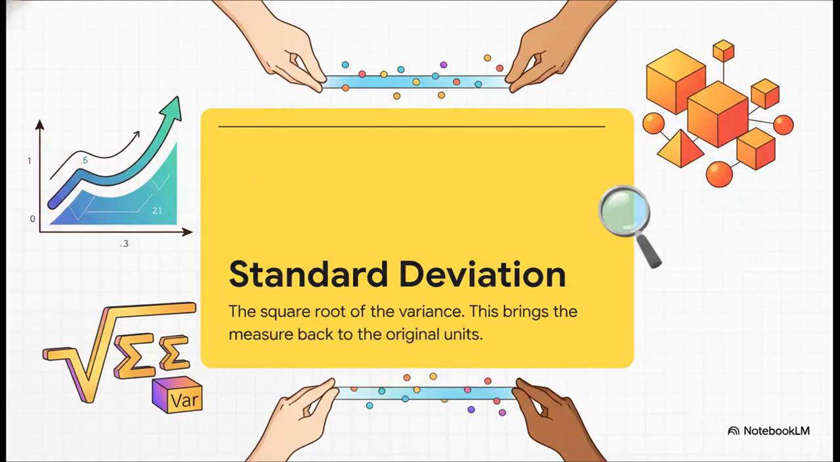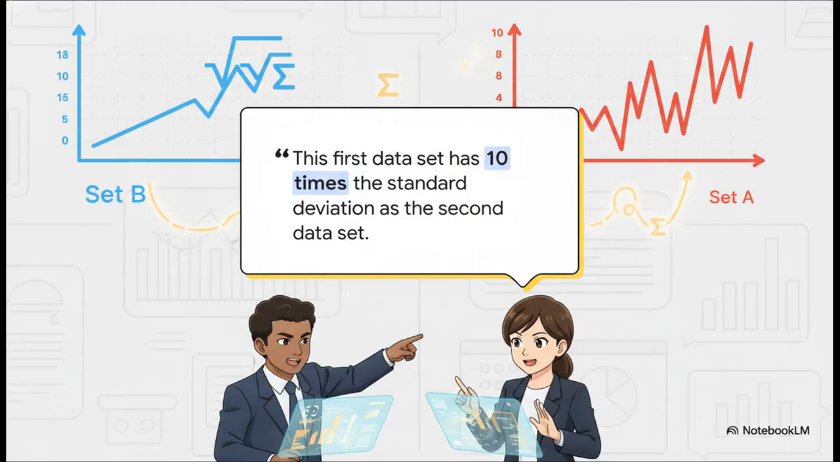Okay, our last tool is probably the one you've heard of, standard deviation. And really, all it is is the square root of the variance. Now you might be asking, why bother with that extra step? Well, it's super useful because it brings the number back down to a scale we can actually understand and compare to our original data. So what does this all mean?